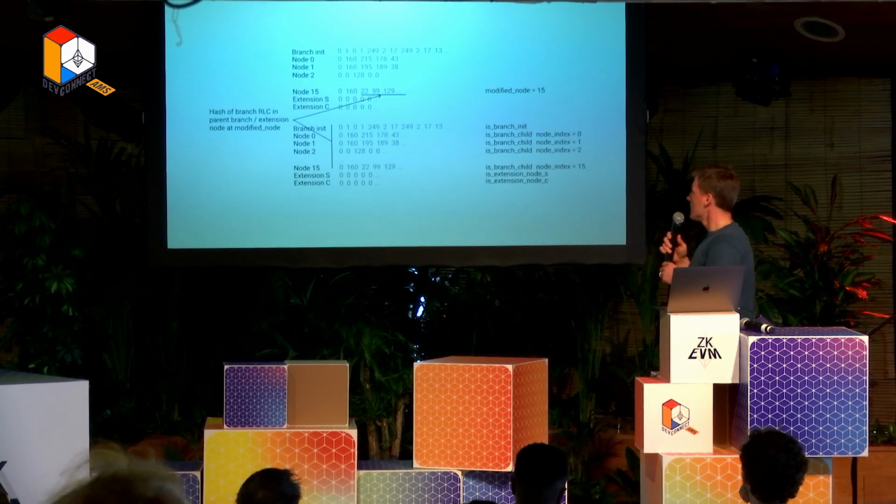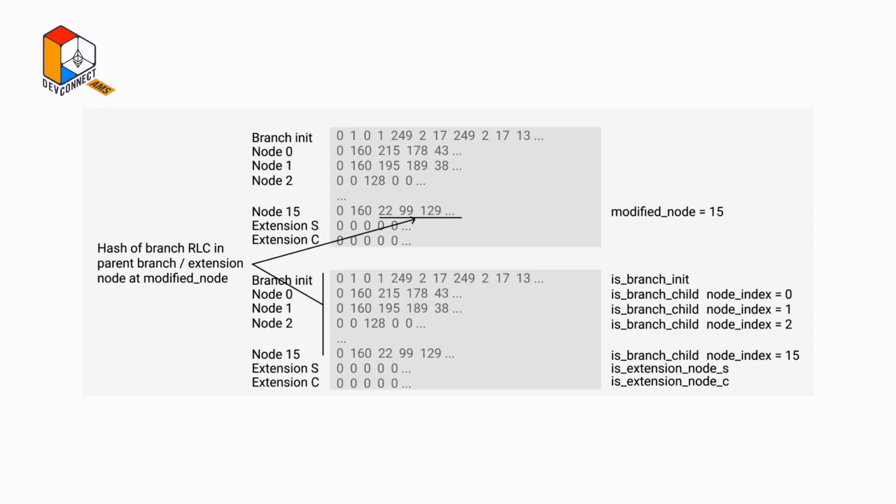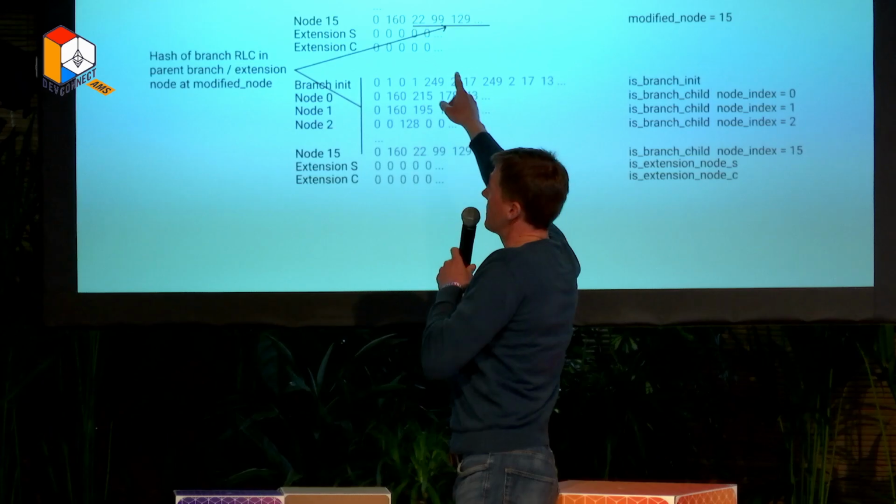Usually when there's a regular branch, the random linear combination of these bytes is computed, and then a lookup is made into the Keccak circuit to check whether this RLC corresponds to the RLC of this hash, in this case at position 15.